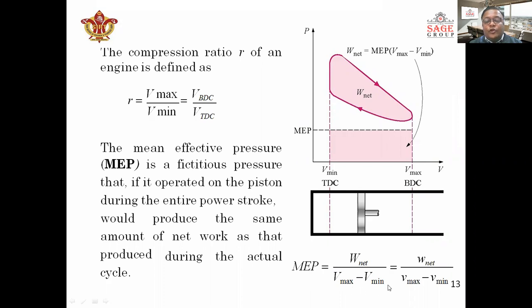That is the ratio of the net work done during the cycle and the maximum volume minus the minimum volume, that is the difference of the volume. It is called the stroke volume or the displacement volume. So W net can be written as mean effective pressure into the change of the volume, that is V maximum minus V minimum.